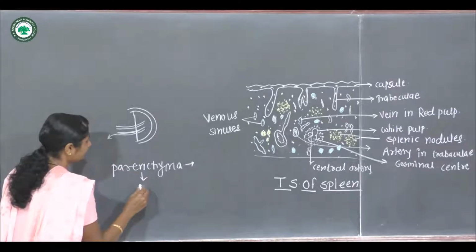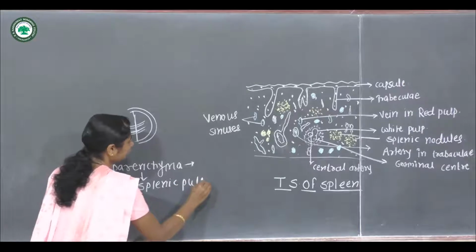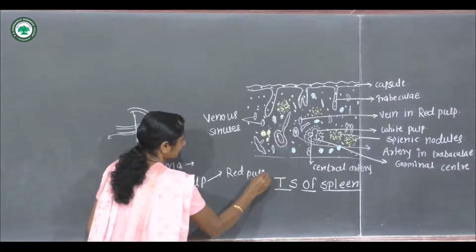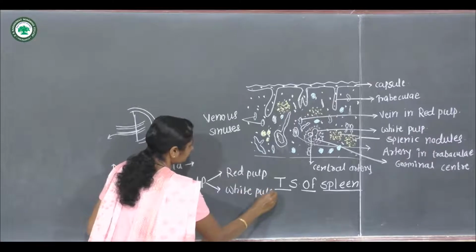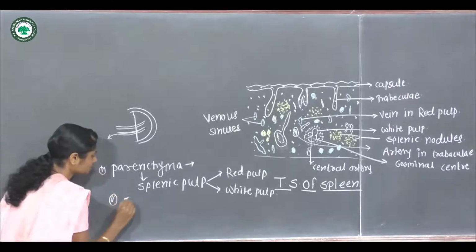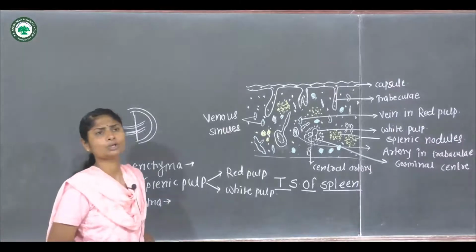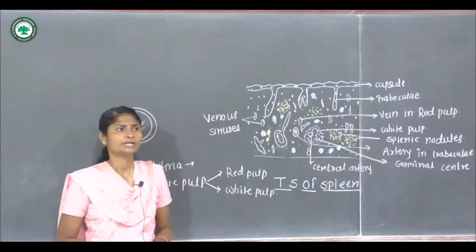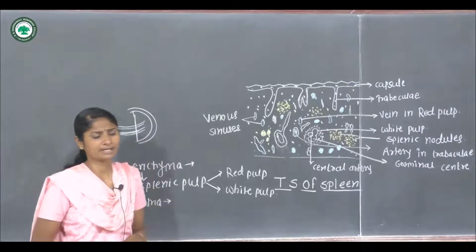The parenchyma mainly consists of splenic pulp, divided into red pulp and white pulp. The second part is the stroma. The stroma mainly consists of myofibroblast cells, that is reticular connective tissue. Let us start with the parenchyma cells.